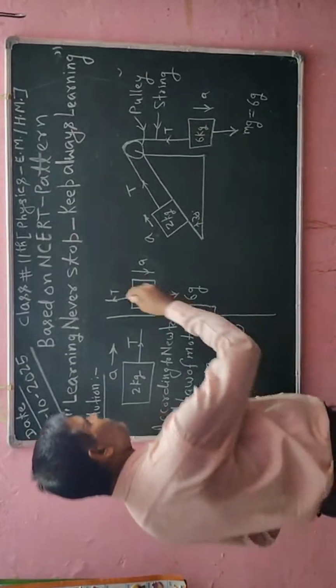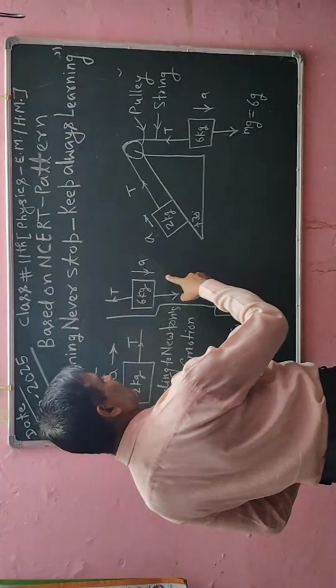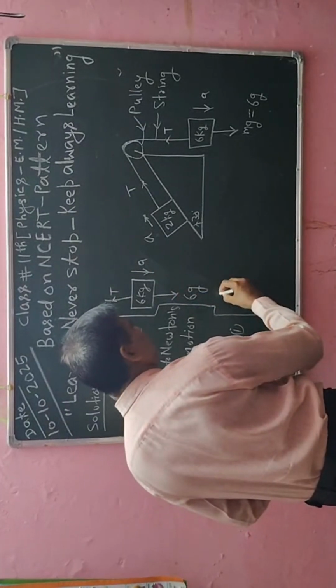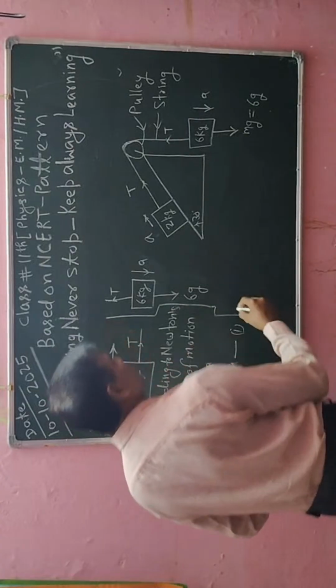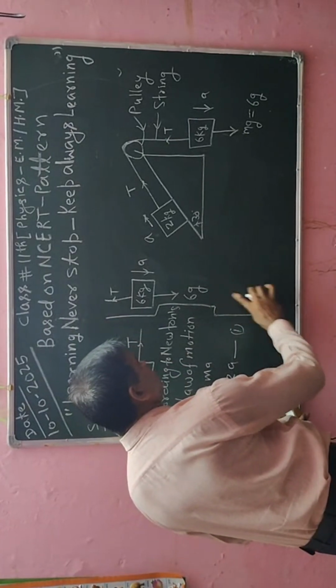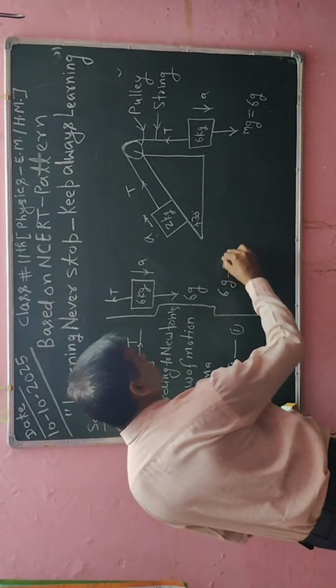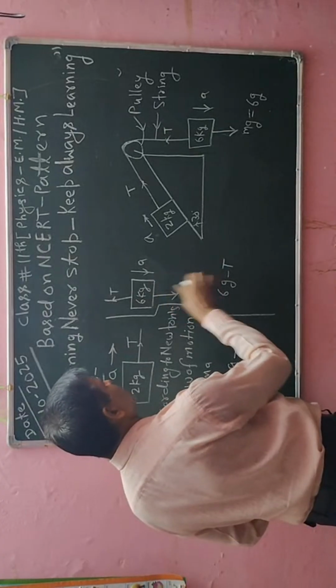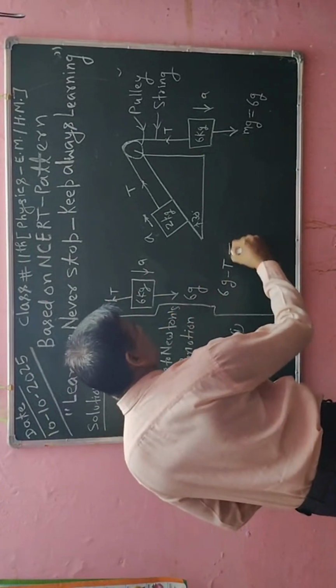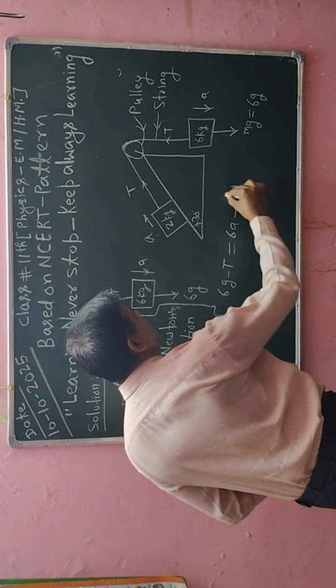Similarly, I will also apply Newton's second law of motion in the second figure to get its value. So after applying Newton's second law of motion, we can write 6g minus T, which is equal to 6 into a. This is the second equation.